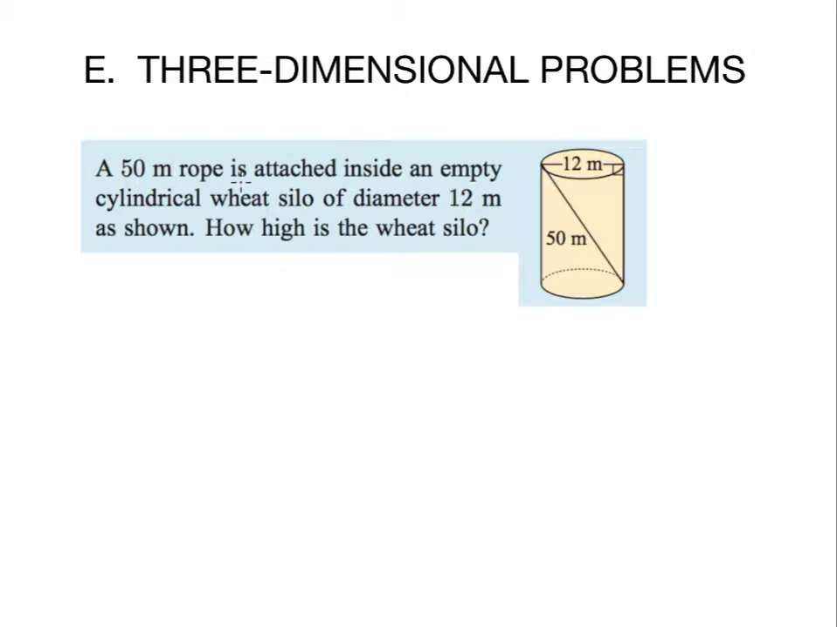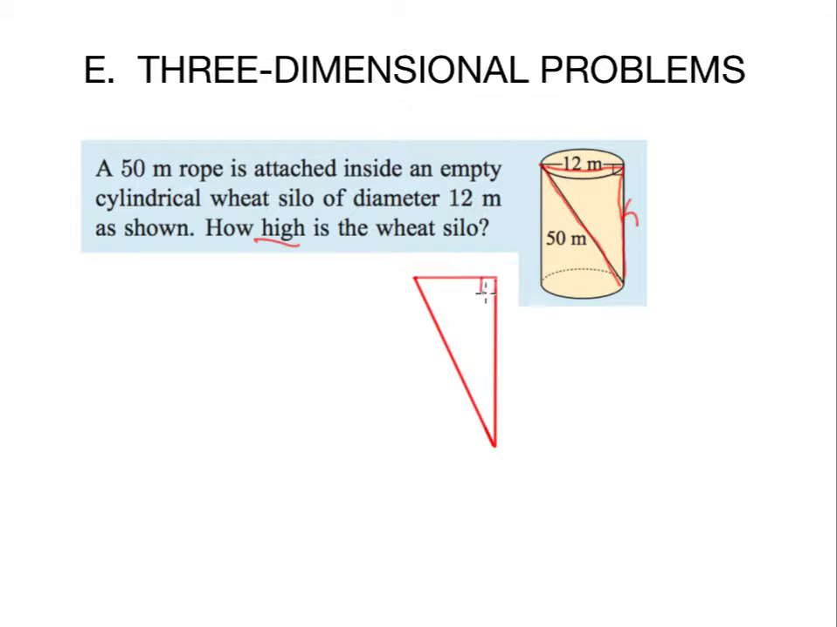For example 1, a 50-meter rope is attached inside an empty cylinder wheat silo of diameter 12 meters as shown. How high is the wheat cylinder? So let's label in our diagram what we want to figure out, the height. Now notice if I look inside the cylinder, we have formed a right triangle. So let's bring this right triangle down so we can draw a nice picture so we can see what we're working with.